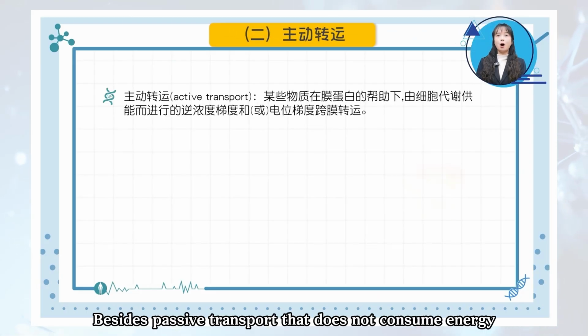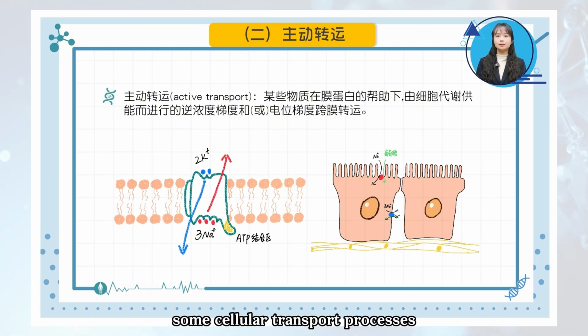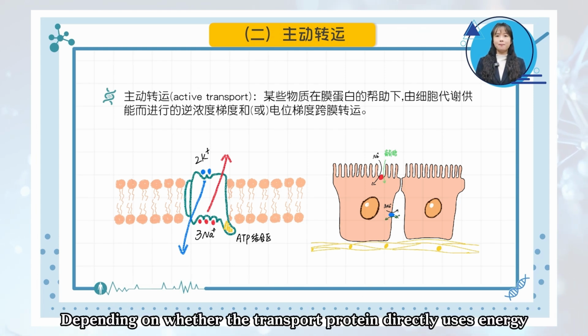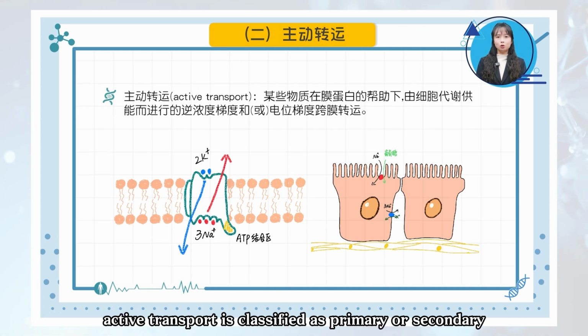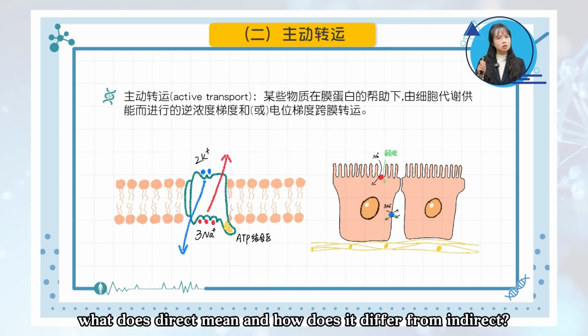Besides passive transport that does not consume energy, some cellular transport processes require energy expenditure. We call energy-requiring transport active transport, depending on whether the transport protein directly uses energy. Active transport is classified as primary or secondary. The term direct is key here. What does direct mean and how does it differ from indirect?